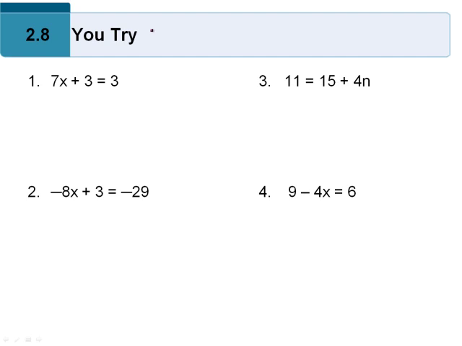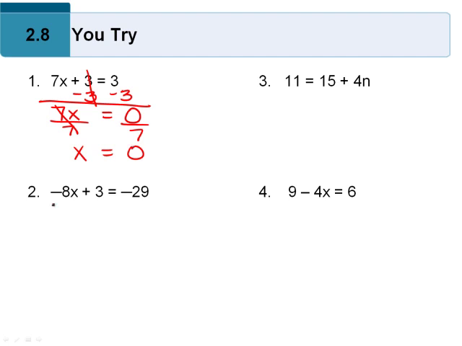Number 1, under you try, 7x plus 3 equals 3. So my first step is to get rid of that constant 3 that's on the same side with the 7x. So I'm going to subtract it from both sides. So 7x comes down, the 3's cancel, but on the other side they cancel, but you have to write the 0 because that's the other side of your equation. And now 7 times x, so I have to divide by 7 to get rid of that coefficient. The 7's cancel, and x equals 0.